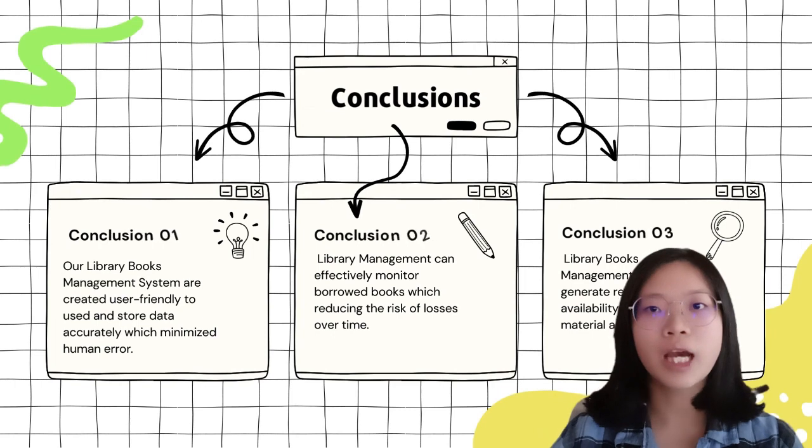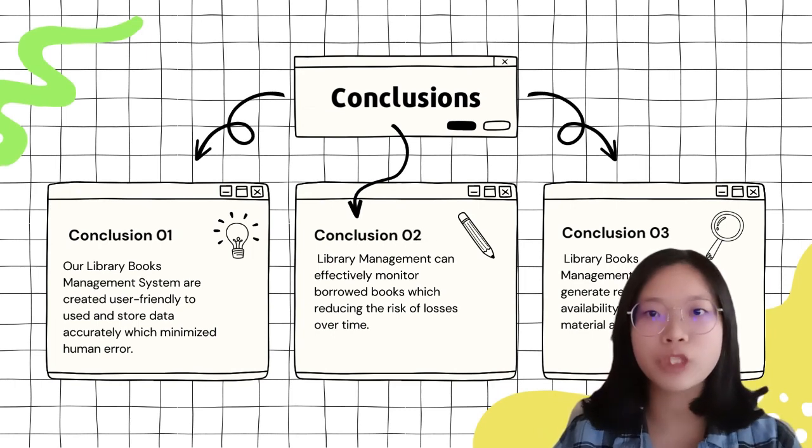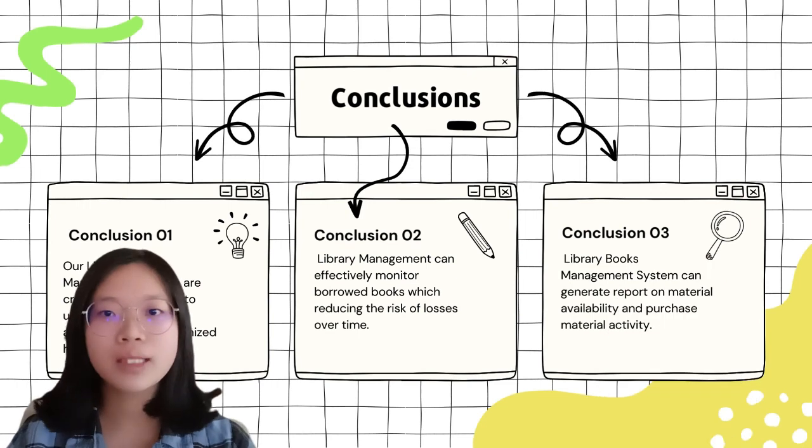In conclusion, our library book management system is created to be user-friendly and to store data accurately, which minimizes human error. Library management can effectively monitor borrowed books, which reduces the risk of losses over time. Our database can also generate reports on material availability and purchase material activity. Lastly, remember to refer to our report for more detailed information.